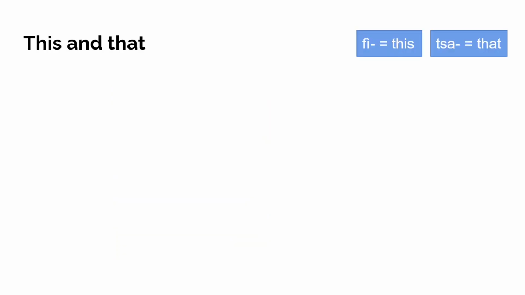So that was already it about the plural. Let's get on with this and that. And here we again have two different prefixes for this. We have fe, which means this, and za, which means that. So other than English, where these two words are, however, own words, in Na'vi these are just prefixes. So you don't need a separate word to say this something or that something.